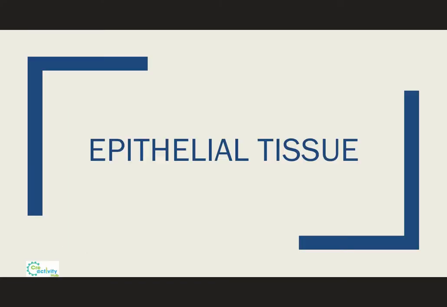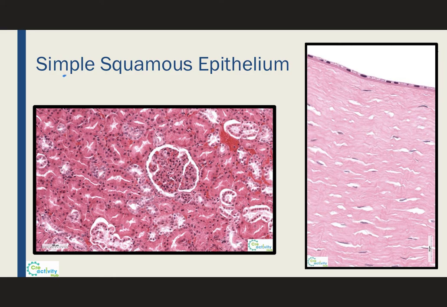Let's first go over the epithelial tissue. Let's start first with the simple squamous epithelium. Simple means that this epithelium is made of one cell layer, and squamous means that the cells are flat.